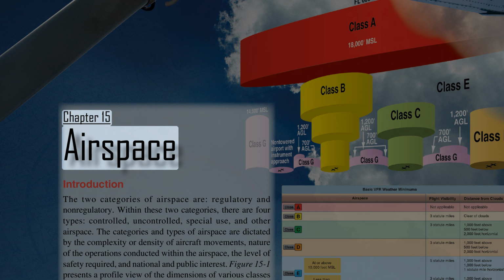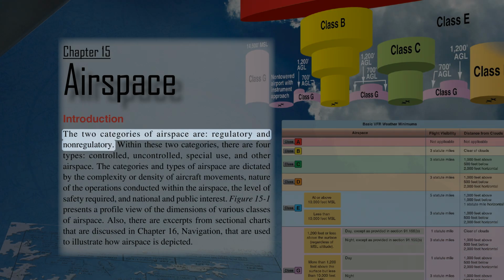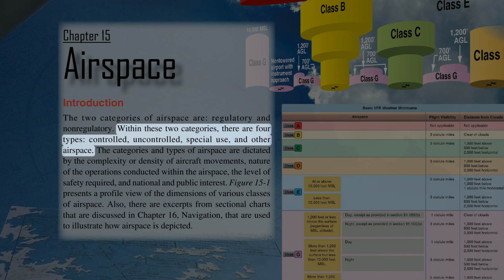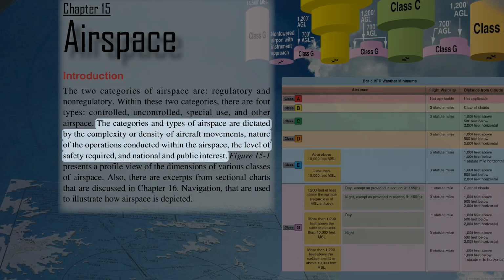Chapter 15: Airspace. Introduction. The two categories of airspace are regulatory and non-regulatory. Within these two categories, there are four types: controlled, uncontrolled, special use, and other airspace. The categories and types of airspace are dictated by the complexity or density of aircraft movements, nature of the operations conducted within the airspace, the level of safety required, and national and public interest.